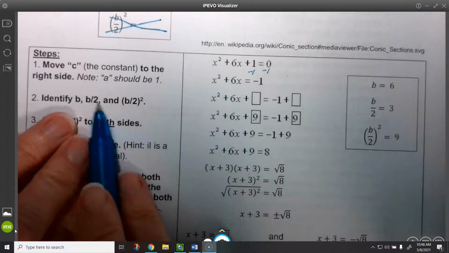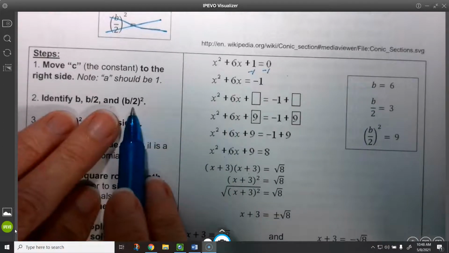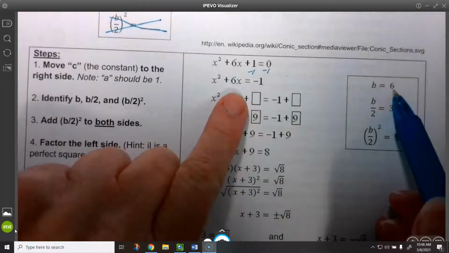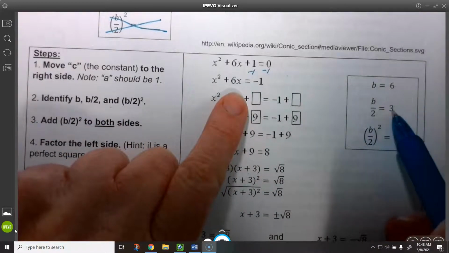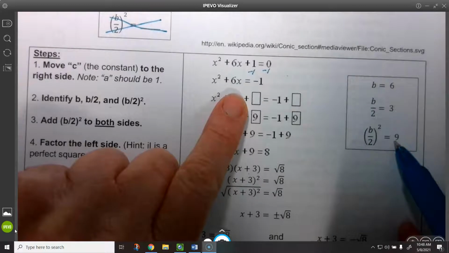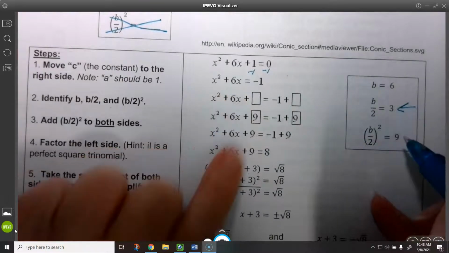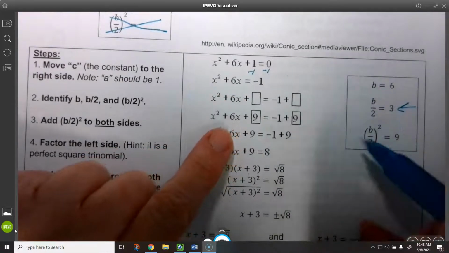Now we're going to identify b, half of b, and half of b squared. So b is 6, just like always. Half of b is 3. Then half of b squared is 9, which is true. I'm going to stop right here, usually, when I do it. But for this one, we're going to go all the way through.